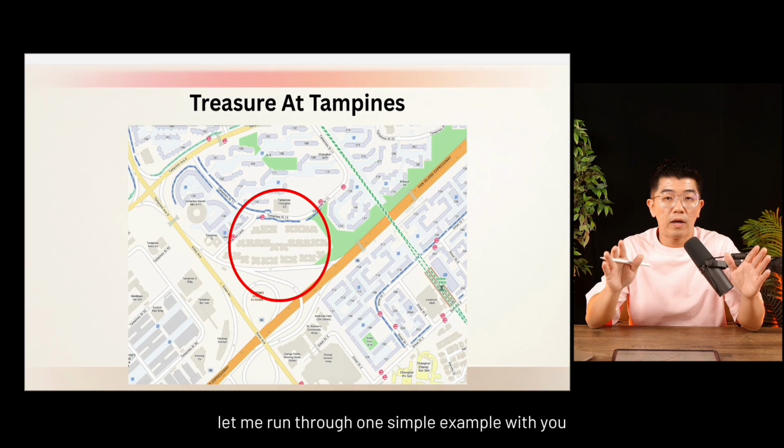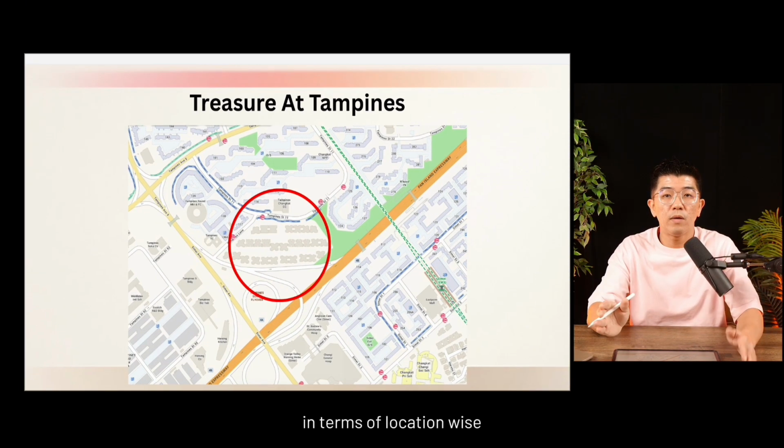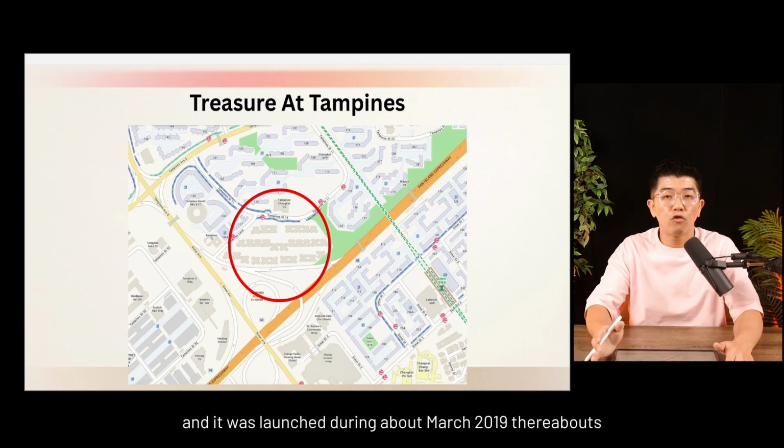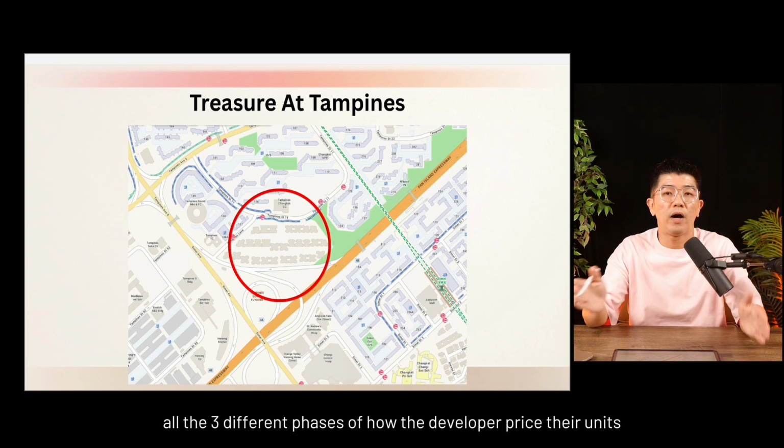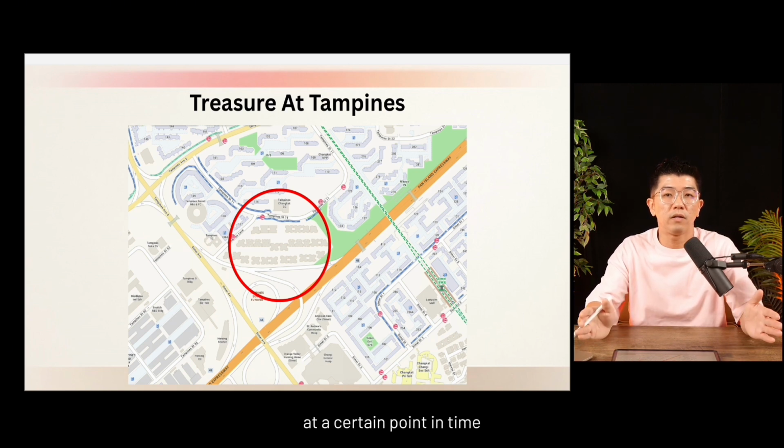So today, let me run through one simple example with you that is called Treasure at Tampines. Location-wise, you can see it's not near the MRT and it was launched around March 2019, thereabouts. The reason to use this project is that we can clearly see all three different phases of how the developer priced their units at a certain point in time.